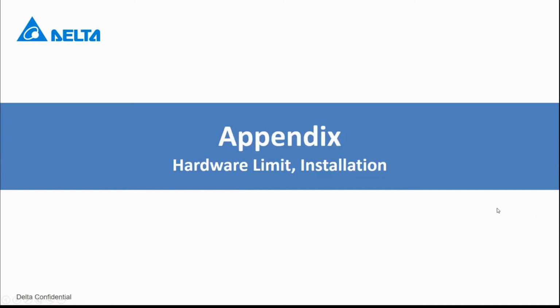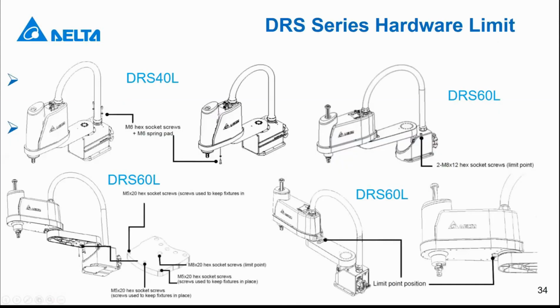Okay, and the rest will be the appendix, like some hardware limit and installation. So just a quick go through this part. Because of CE certification, we have a hardware limit on all the robots. And if you need to adjust these limits, you can refer to this part in the menu to adjust those hardware limits.